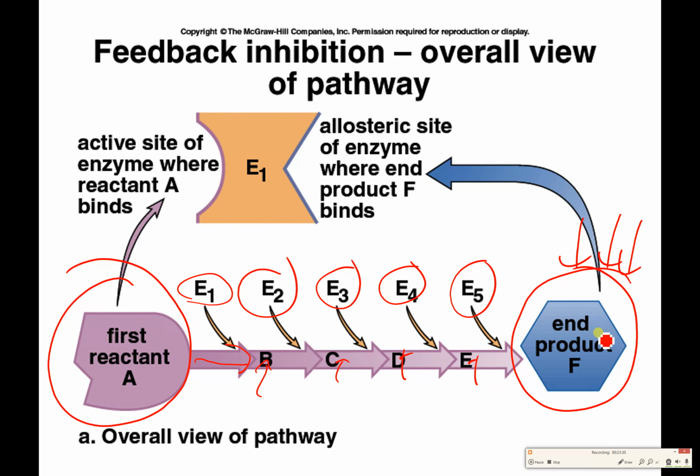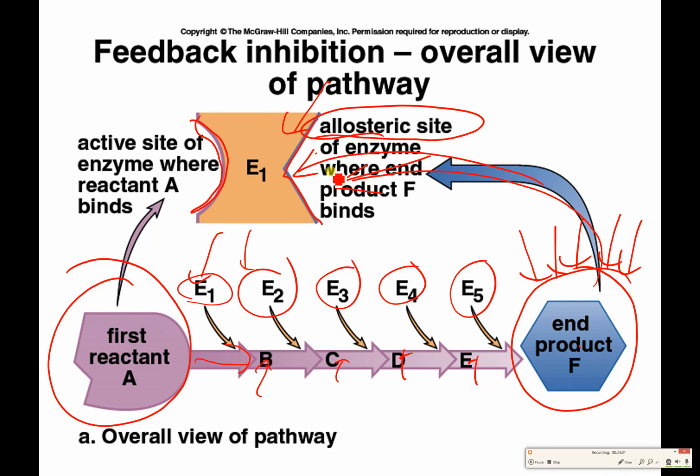Odds are that some of that product is going to bump into the enzyme that catalyzed step one, or at least one of the early steps. It doesn't have to be the very first one, but usually it's one of the early steps in the pathway. That enzyme has two grooves on it. It has an active site where the substrate binds, but it also has another groove that we'll call either the allosteric site, or you'll see some books call it the feedback site. And what binds into that allosteric site is the end product of the metabolic pathway. And when it binds in there, it causes the shape of the enzyme to change. And therefore, this enzyme doesn't work anymore.